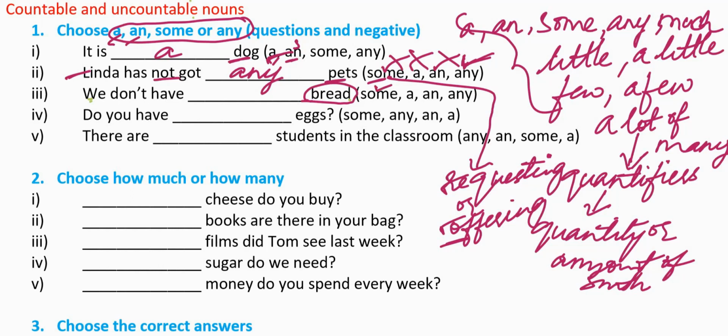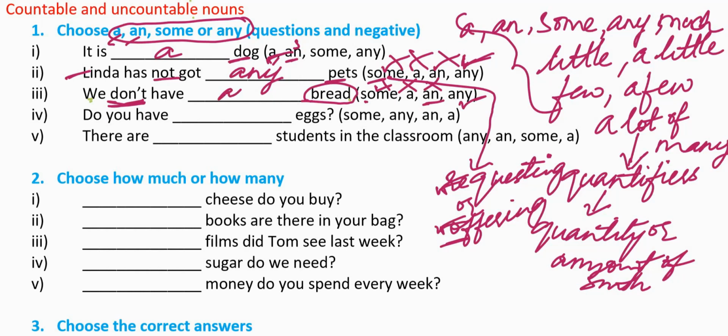Can you use some here? No, you cannot use some. Because I told you, some is a quantifier which can be used for both countable and uncountable, but the condition is it has to be either a request or an offer, and the sentence should not be negative. Here it is a negative sentence. We don't have bread. Don't is used, hence it's negative. So some is not suitable. You cannot write a as a quantifier because bread is not countable. An is also not used because it is not starting with a vowel. So what is remaining? Any.